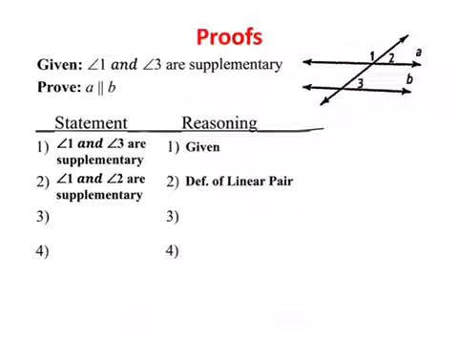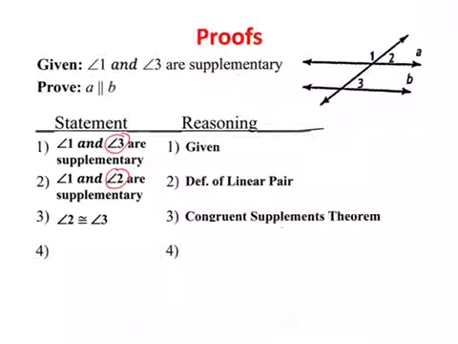At this point, I should notice that angles 3 and 2 are both supplementary to the same angle. Therefore, they must be congruent by the congruent supplements theorem. And if angles 2 and 3 are congruent, those are corresponding angles. So if those are congruent corresponding angles, that tells us that A is parallel to B by the converse of corresponding angles theorem.